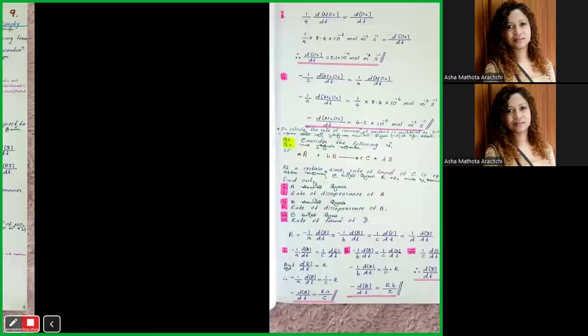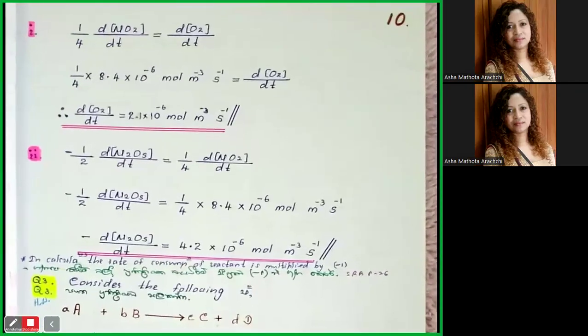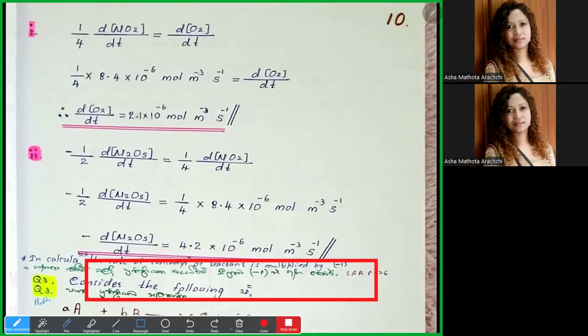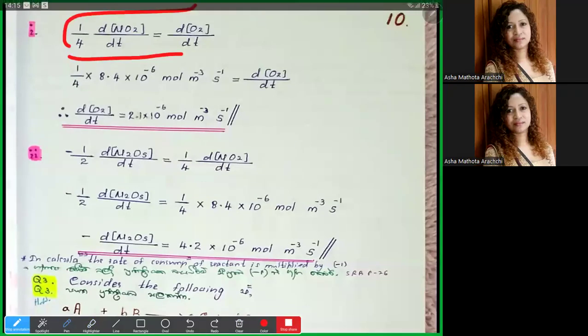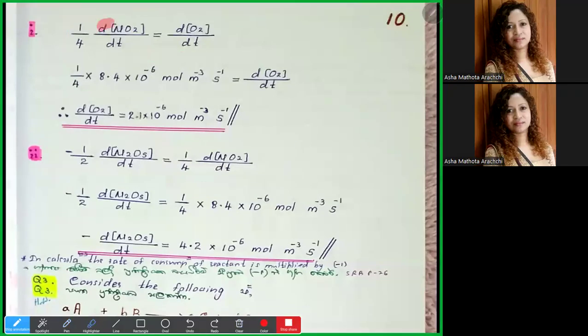So the connection between NO2 and O2 is what we already wrote. Then we know this part, so I'm going to substitute the rate value for this part here. But to get this oxygen rate, we have to divide this part by 4, so that the answer becomes 2.1 into 10 to the power minus 6.